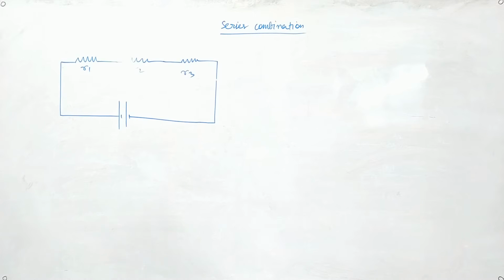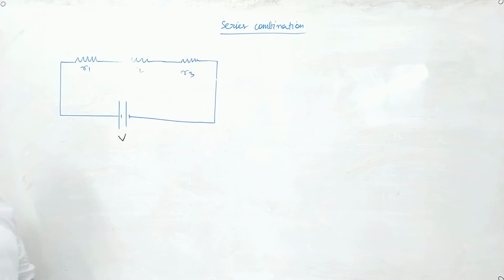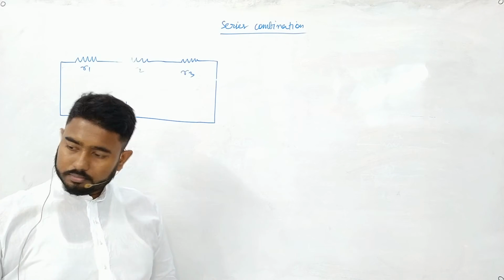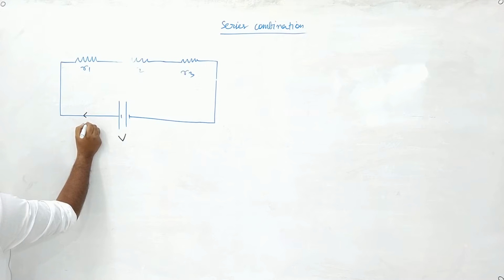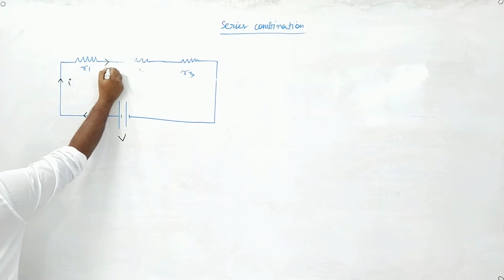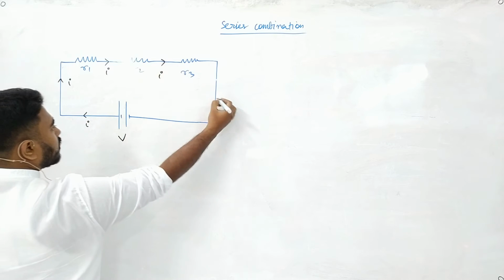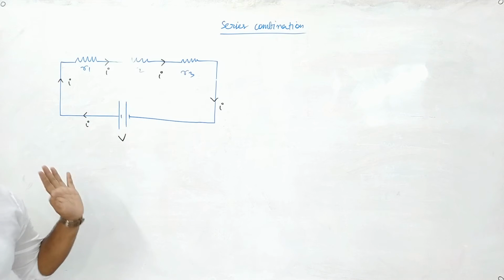Suppose this battery has voltage capital V. Okay, as I already said, a current I is passing through it. That means the same current I will pass through each of the components.